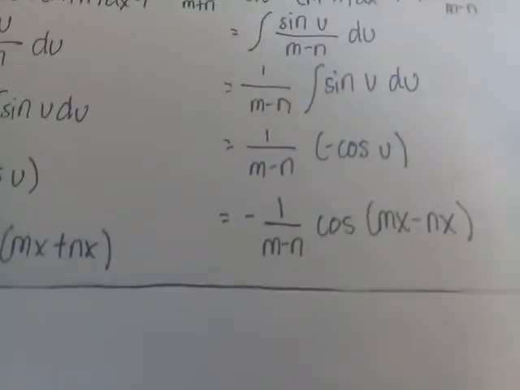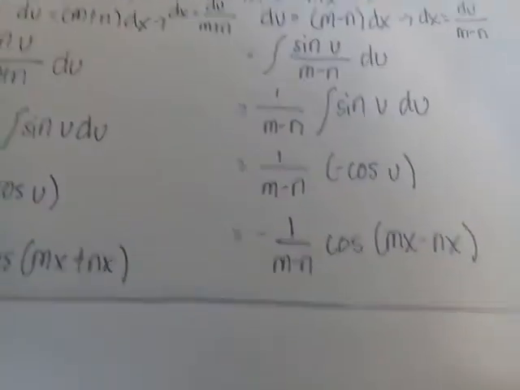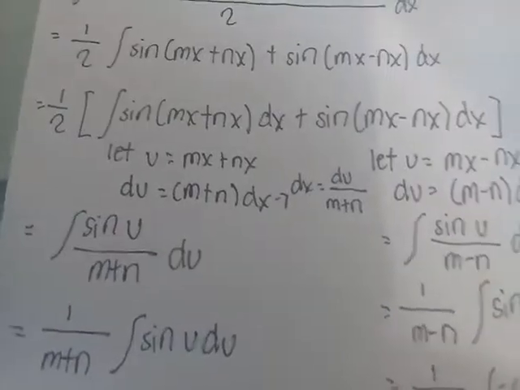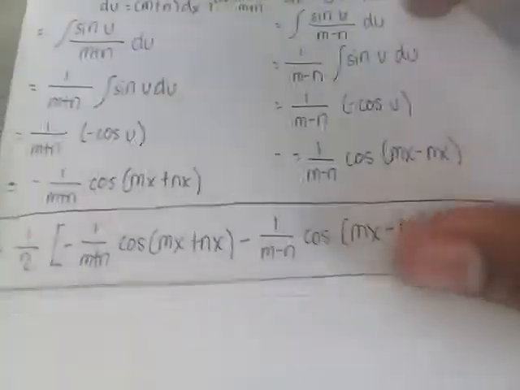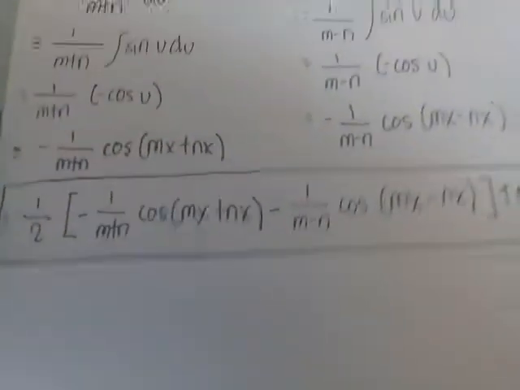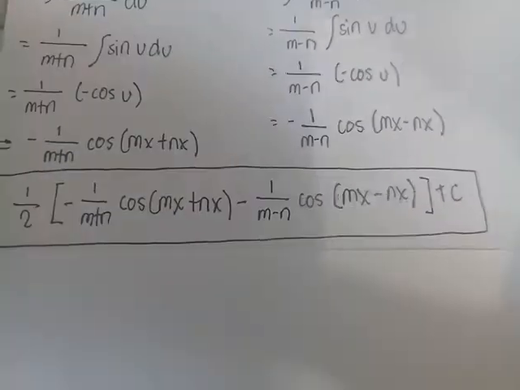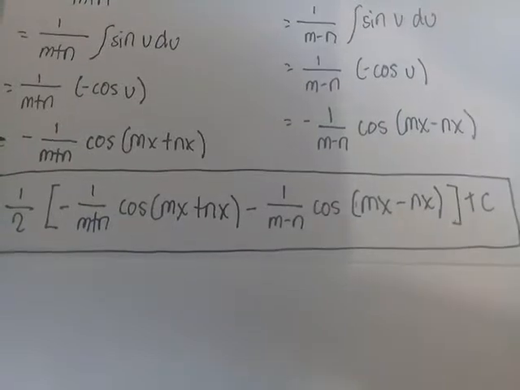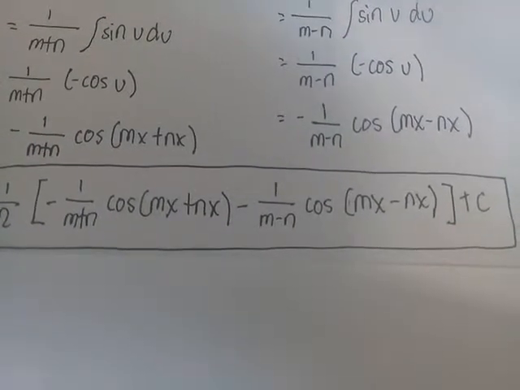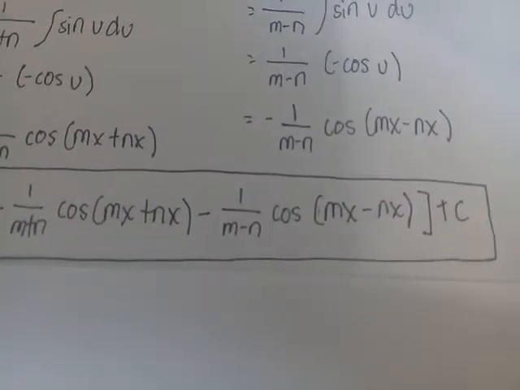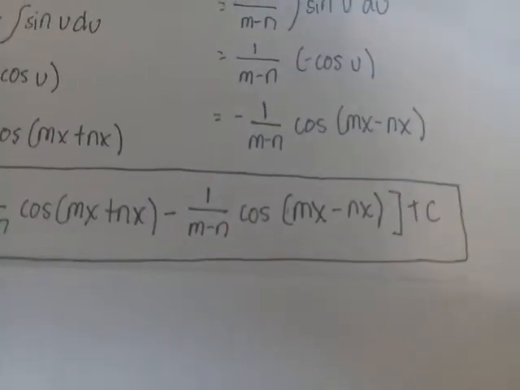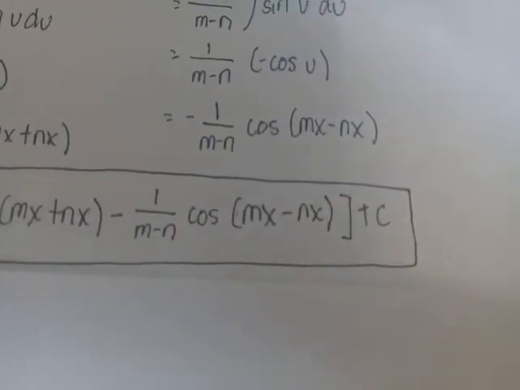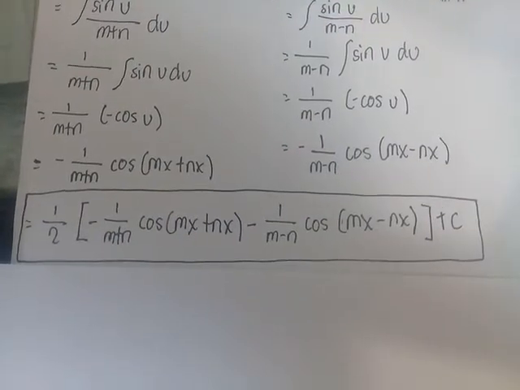So we will have now these two, and then after we get the integral of these two, we will combine it with the 1/2. So this will be our final answer, which is 1/2 quantity negative 1 over m plus n cosine of mx plus nx, minus 1 over m minus n cosine of mx minus nx, plus c. So this here is our final answer.